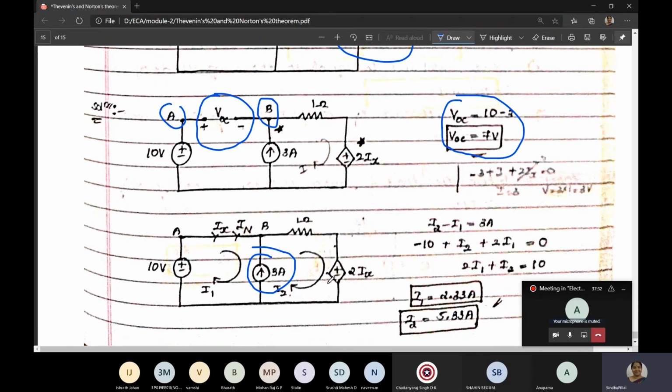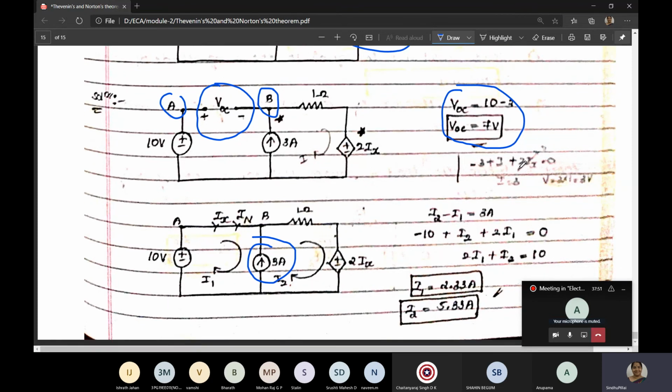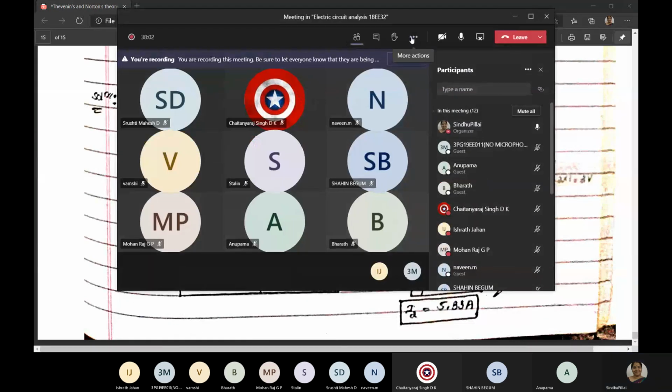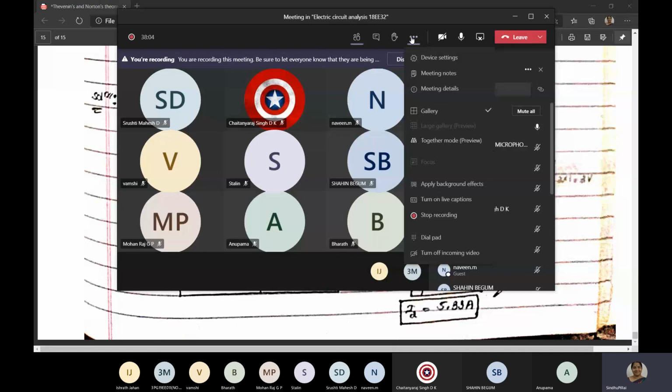Next, write the super mesh equation. You'll get I1 as 2.33 and I2. Which is the current we want? We want Ix, and Ix is nothing but I1. It is 2.33. So 2.33 is the short circuit current and VOC is the open circuit voltage. You find Z equivalent next. After finding Z equivalent, draw the Thevenin's equivalent circuit. Hope you understood how to handle a dependent source when it is given for Thevenin's and Norton's theorems. Thank you.